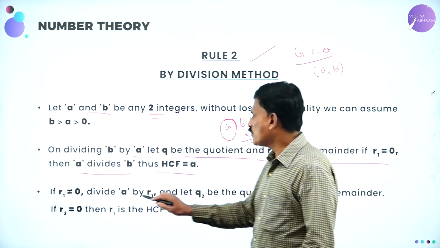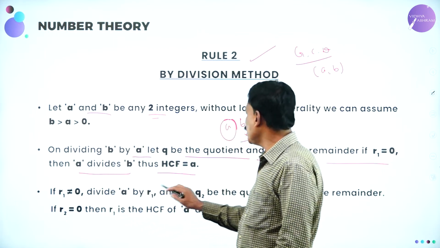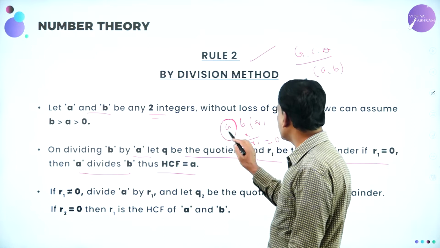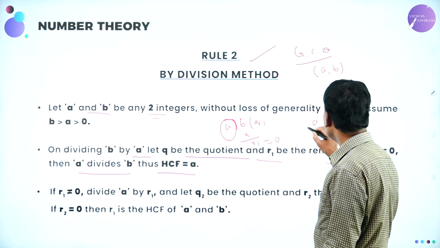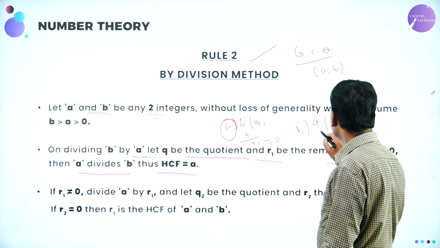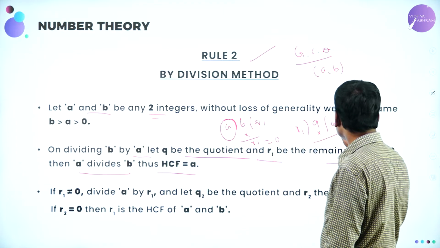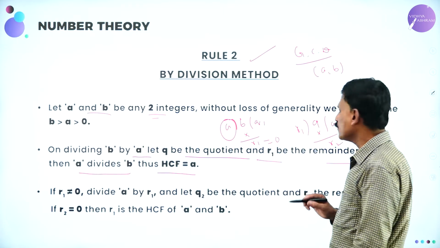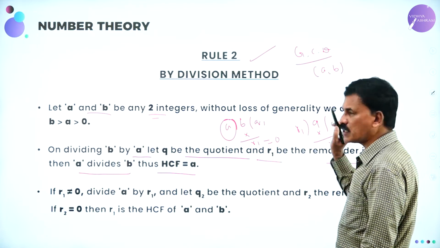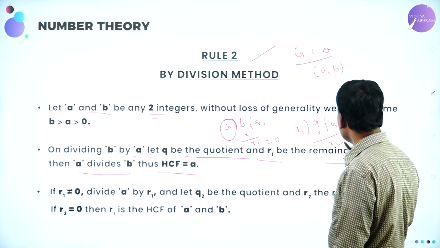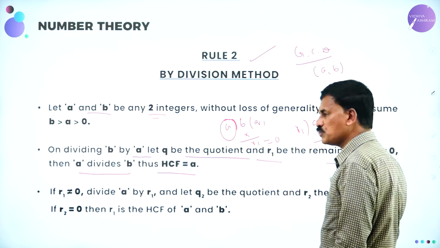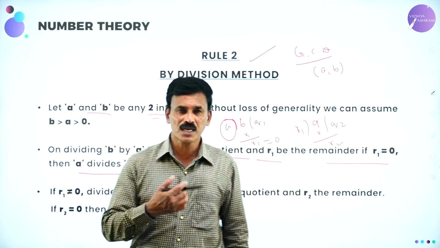Now if R1 is not equal to 0, we have to divide A by R1 again. Then you will get the quotient Q2 and R2 as the remainder. If R2 is equal to 0, then R1 is the HCF. If R2 is not equal to 0, we have to proceed with the procedure as usual.